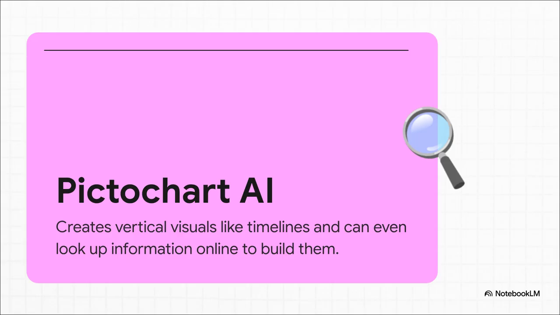For something more vertical, like a project timeline or a cool infographic, PictoChart AI is your specialist. And what's absolutely amazing is that it can do research. It can literally go online to find data, like historical stock prices, to build out the visual for you.